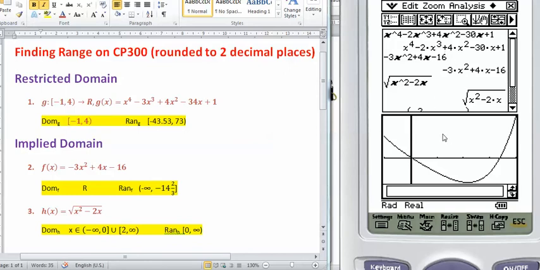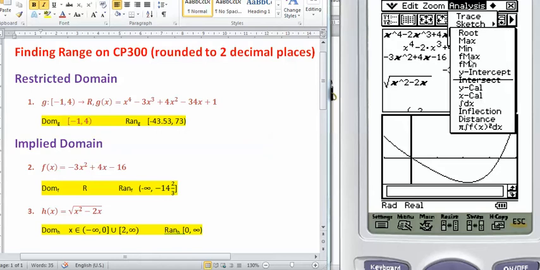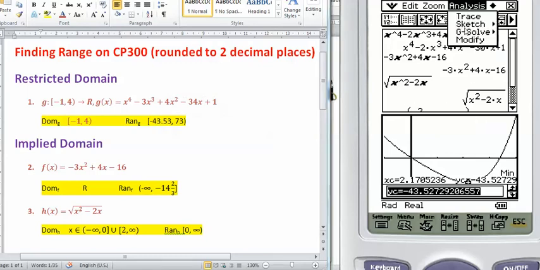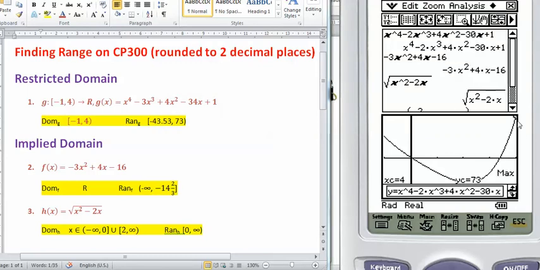I know that it is a quartic, but it's only between negative 1 and 4. So Analysis, G-Solve, fMin will give me my minimum y value, and my minimum y value is minus 43.53 to 2 decimal places. And Analysis, G-Solve, fMax gives me my maximum value, which is 73 when x equals 4. So 73, but it's not inclusive of 73, so a curved bracket, because x doesn't equal 4.